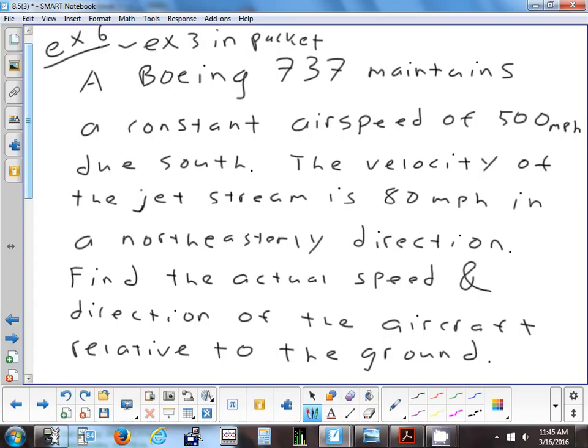Right, so our plane is maintaining an airspeed of 500 miles per hour south. And the jet stream is blowing in a northeast direction at 80 miles an hour. I want to find the actual speed and direction of the aircraft relative to the ground. Right? So there's a difference between speed relative to the ground and speed in the air. Does anybody know the difference between the two?